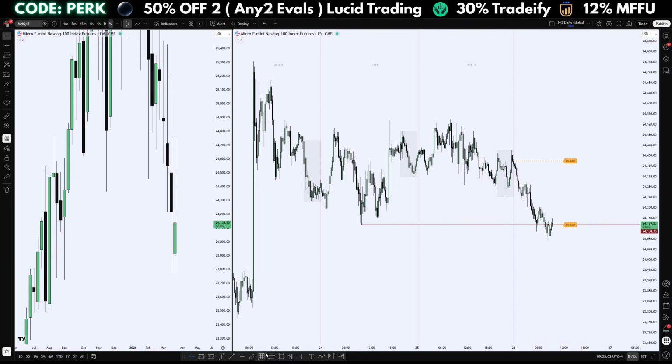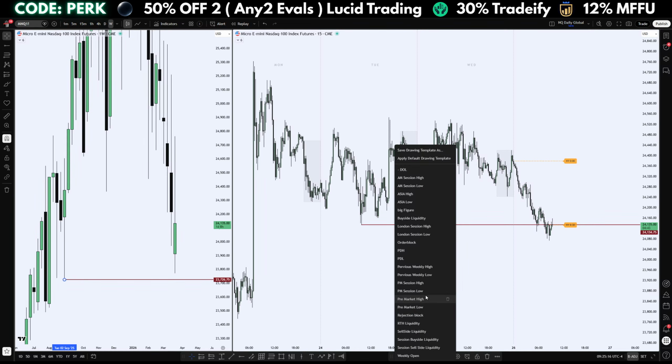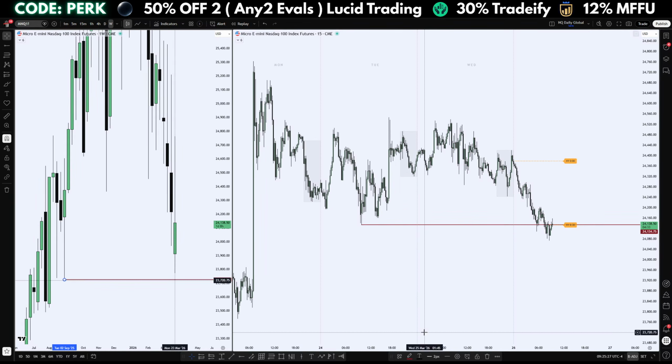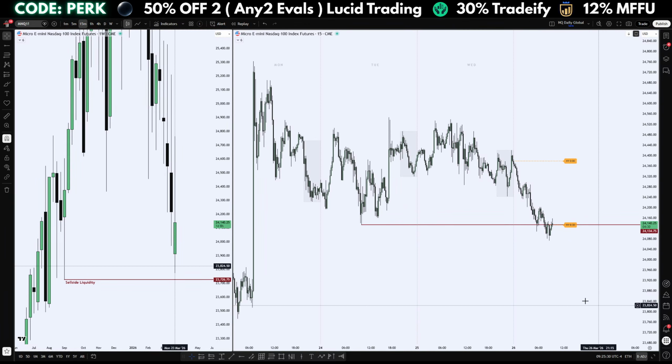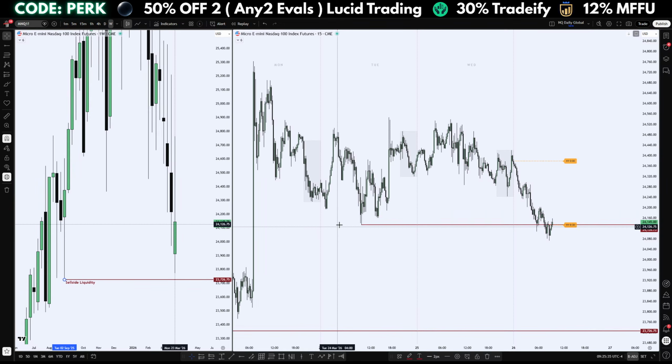So on a weekly, if you ask me what is your draw on liquidity on a weekly, I will like to mark the 23,726. This is the weekly sell side liquidity, okay. So this was the sell side liquidity for the weekly, and this is the low we have taken out, the Tuesday's low.